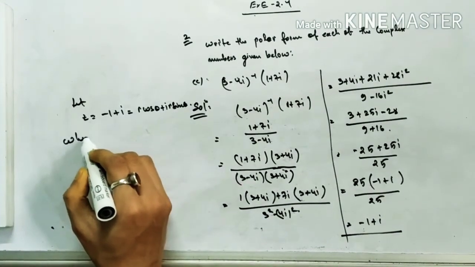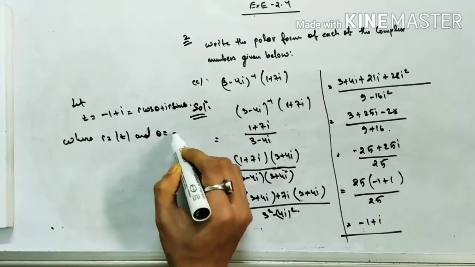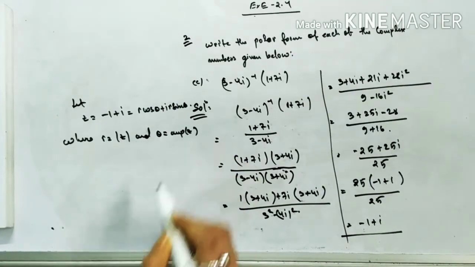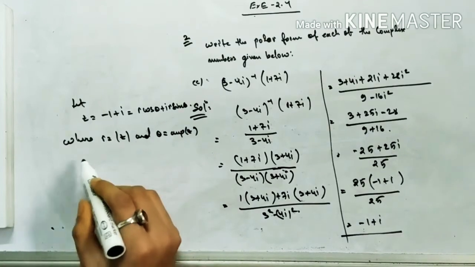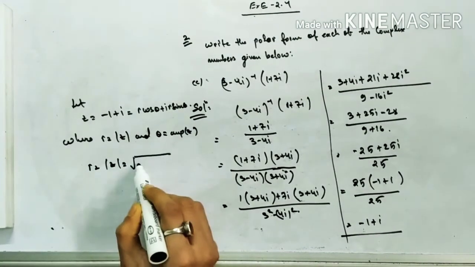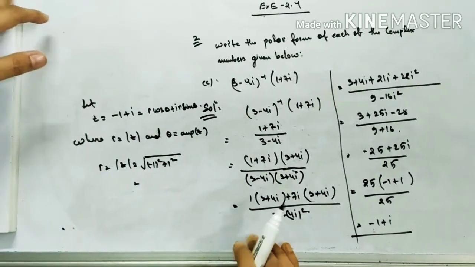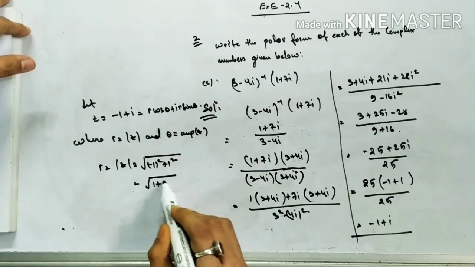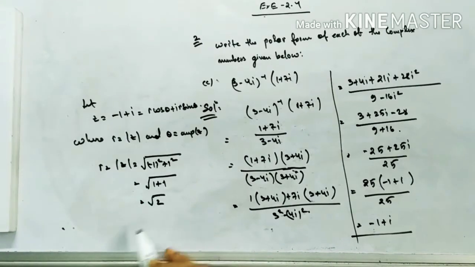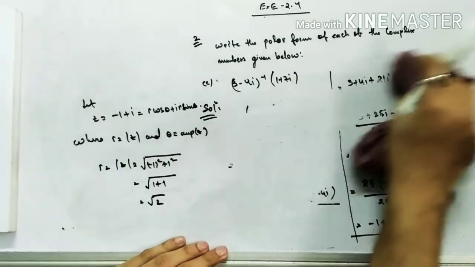Where r is equal to modulus z, and theta is equal to amplitude of z. So r is equal to modulus z, which is equal to root over minus 1 the whole square plus 1 square. So this gives me root over 1 plus 1, which is root 2. The r value I got is root 2.